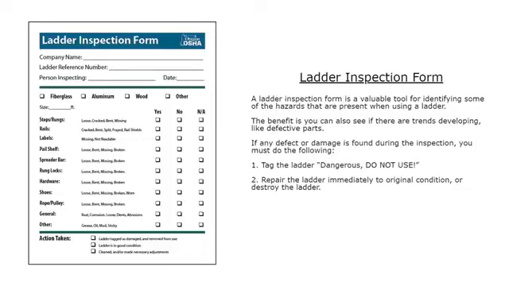Ladder inspection form. A ladder inspection form is a valuable tool for identifying some of the hazards that are present when using a ladder. The benefit is that you can see if there are trends developing, like defective parts. If any defect or damage is found during the inspection, you must do the following. Number 1, tag the ladder: Dangerous, do not use. Number 2, repair the ladder immediately to its original condition, or destroy the ladder.